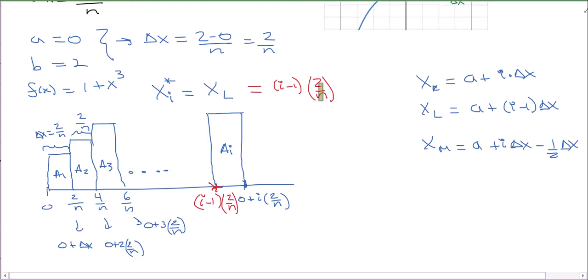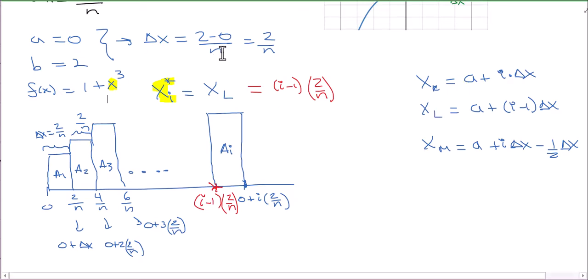So you're going to take whatever your x of i is, and you're going to plug it in for x. Notice that plugging in a plus i delta x is easier than plugging in a plus i minus 1 delta x, which has 3 terms. So whenever possible, just go for the right endpoint.